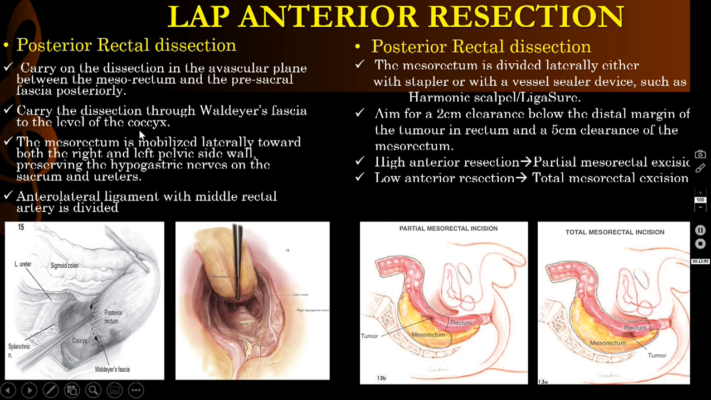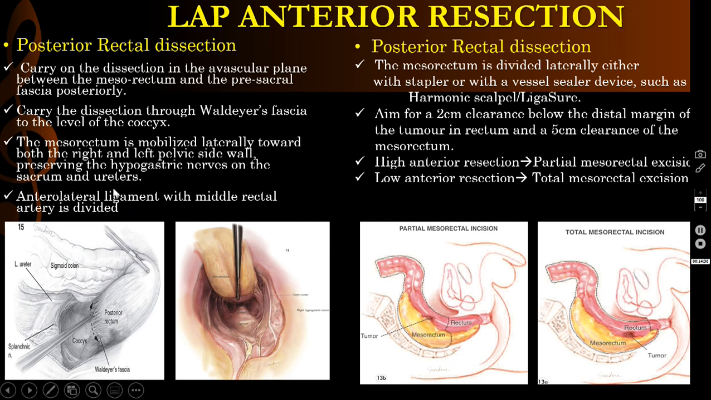The Waldeyer's fascia is the fascia which is connecting the posterior part of the mesorectum to the anterior presacral fascia. So this fascia, Waldeyer's fascia, you have to divide, then only you can go up to the coccyx. The mesorectum is mobilized laterally towards both the right and left pelvic side wall. During this maneuver, you have to preserve the hypogastric nerves on both sides, on the sacrum, as well as both the ureters.